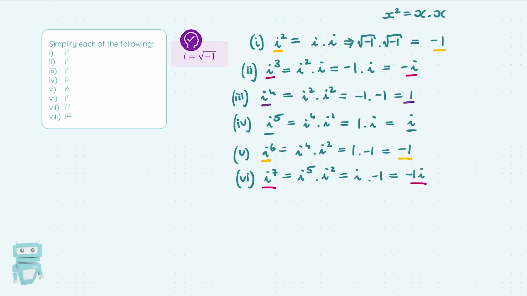And what we start seeing here is the colours, say the yellow, red. If I wanted to work out i to the power of 8, I guarantee it would be purple. Every section of 4 repeats itself.